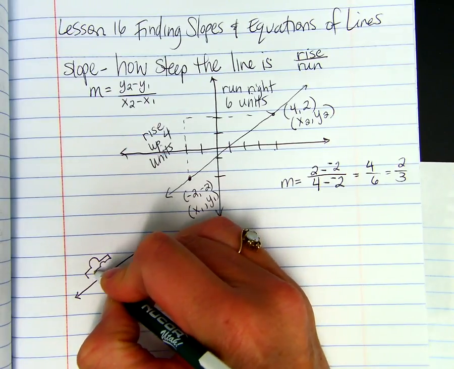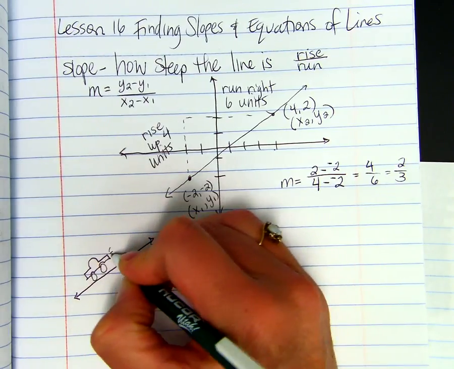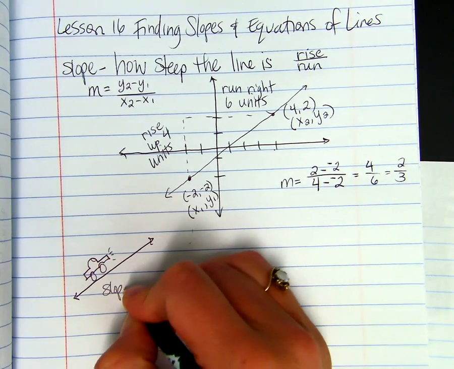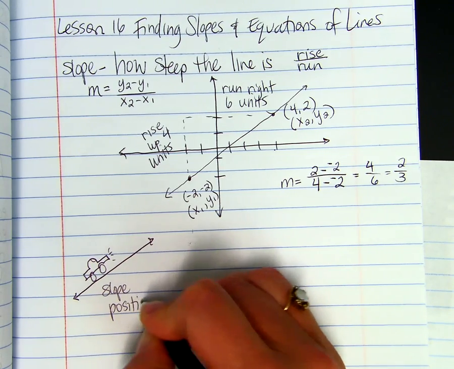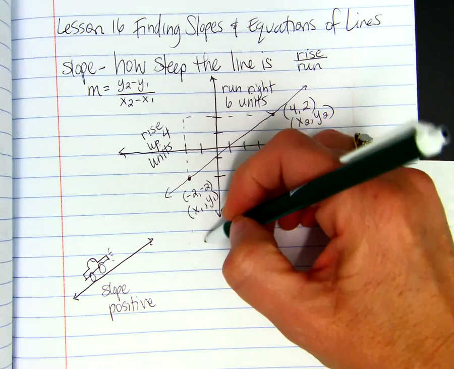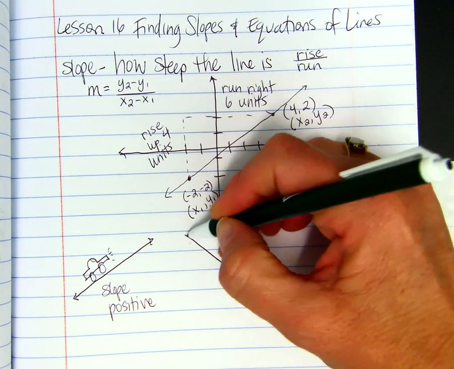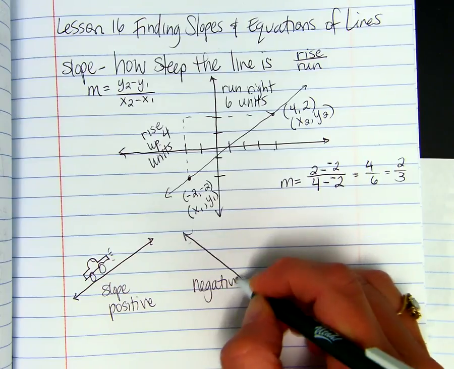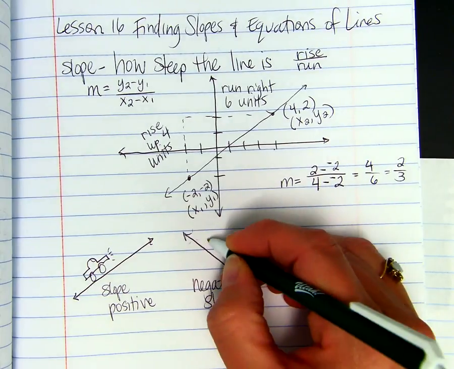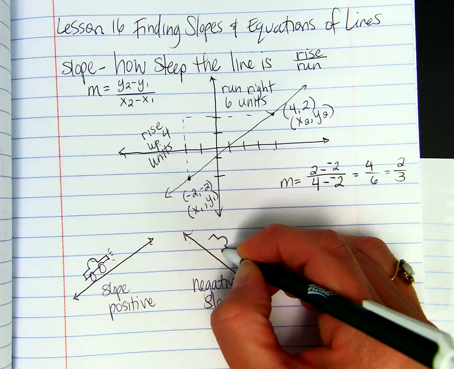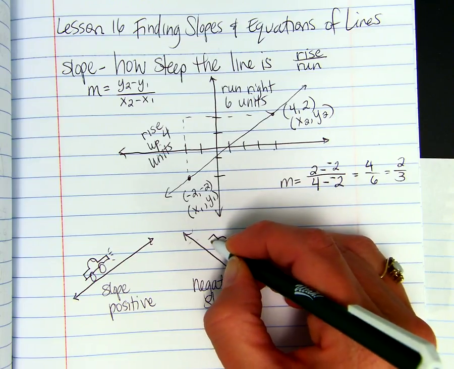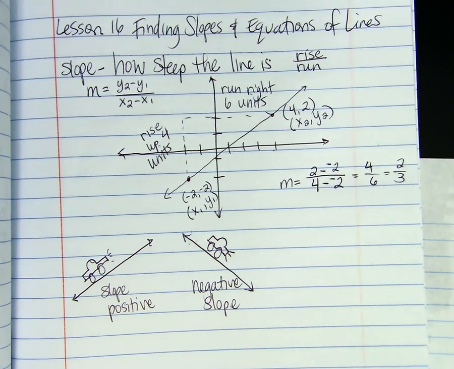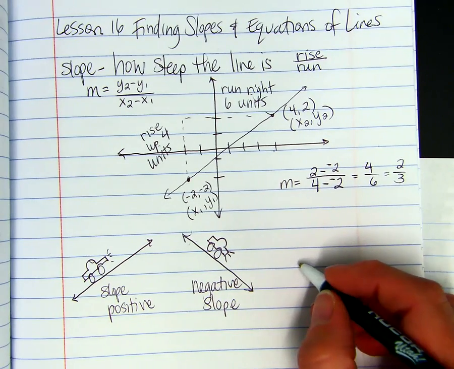So I like to think about the car driving up the line, so the slope will be positive. If it is going downhill from left to right, the slope would be negative. The car is gaining altitude, positive, and then losing altitude, negative. And my car looks like a duck.